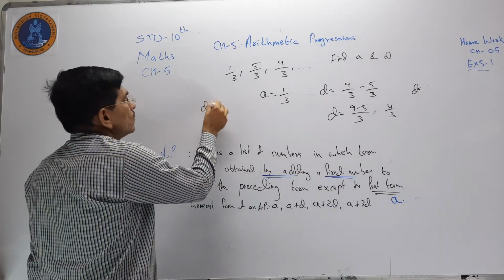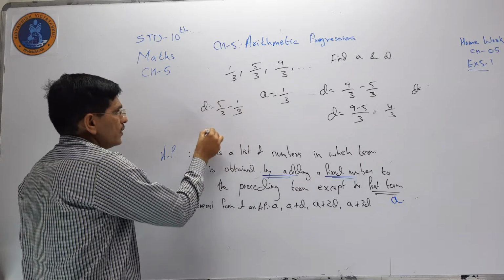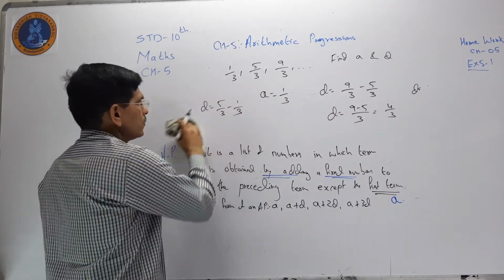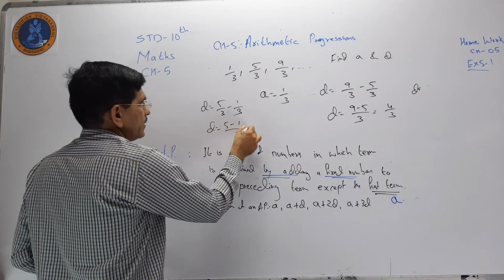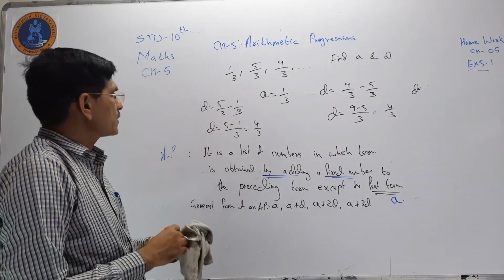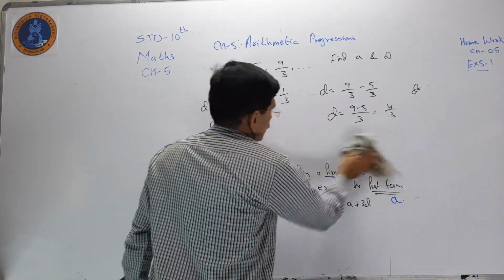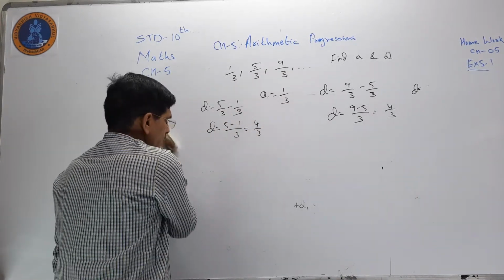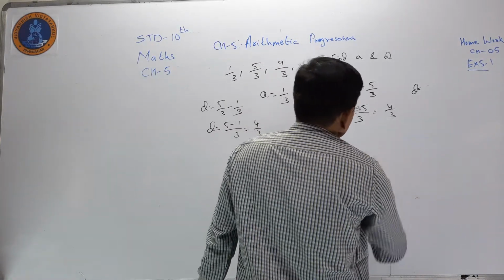D is equal to 5 by 3 minus 1 by 3. So D is equal to 4 by 3, or we have to do D is equal to 5 minus 1 by 3, that is 4 by 3. So 5 minus 1, 4 by 3. So now if you see properly, when an arithmetic progression is given, we can find out A and D.